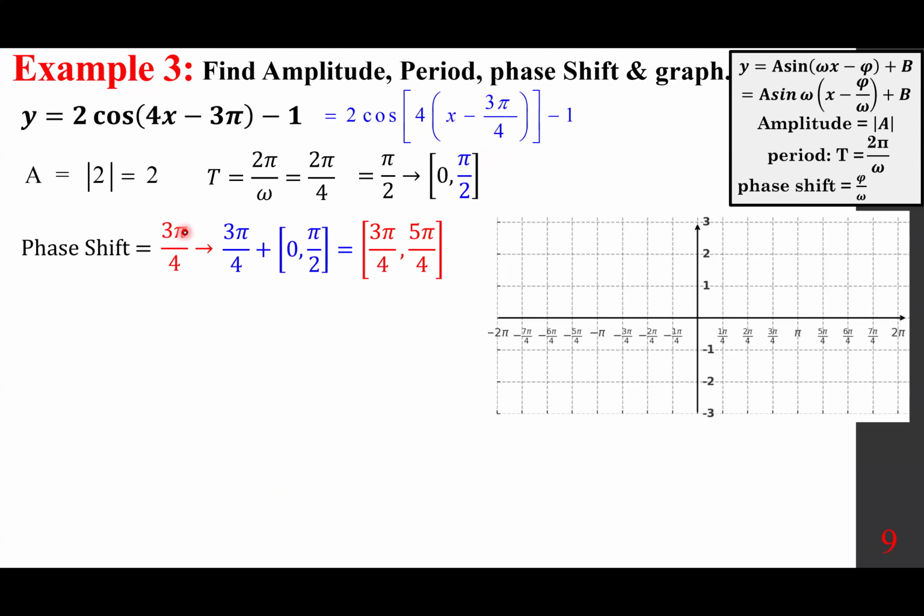And now I want 4 subintervals. So I've got to cut the T into 4 equal parts. T divided by 4, that means pi over 2 divided by 4, that means pi over 8.